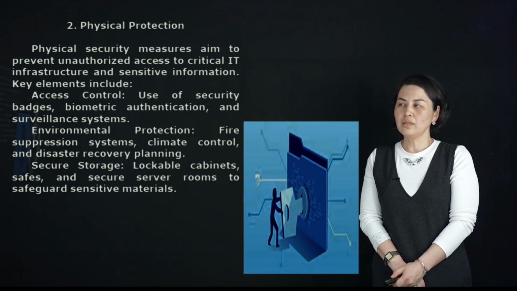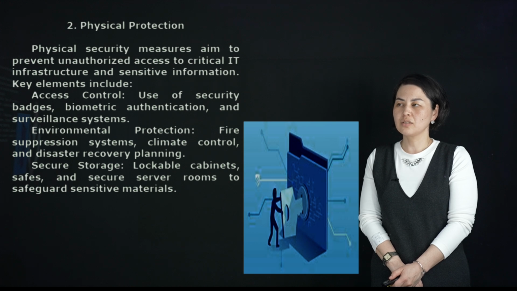The second one is about physical protection. How can we understand physical protection? Physical protection, or physical security measures, aim to prevent unauthorized access to critical IT infrastructure and sensitive information. Key elements include: first, access control. Access control is about the use of security badges, biometric authentication, and surveillance systems.